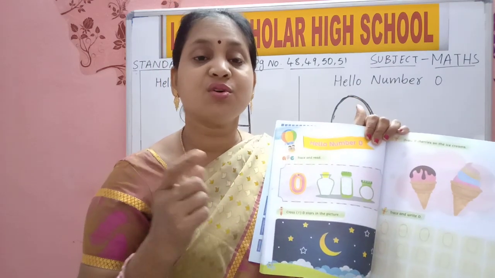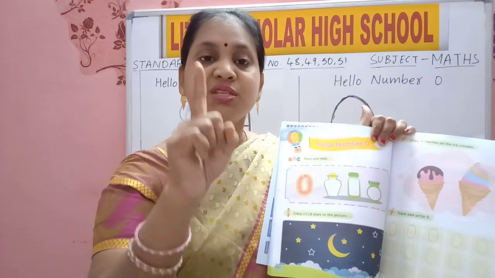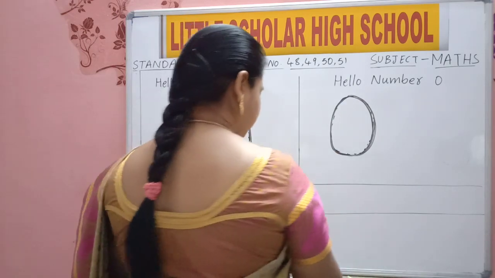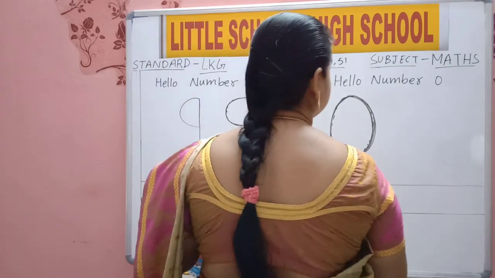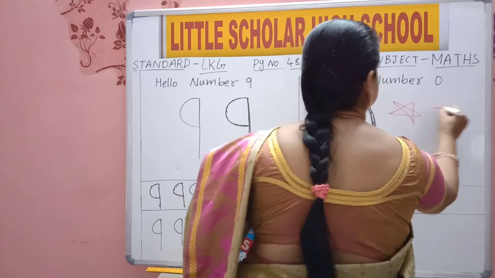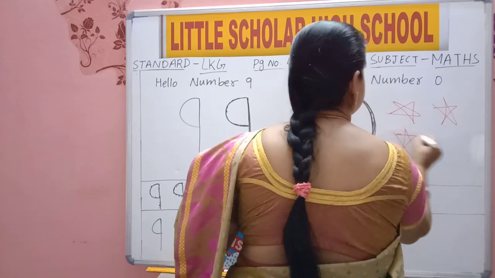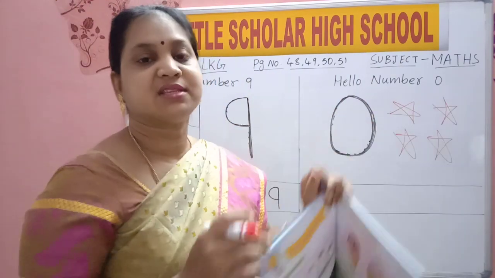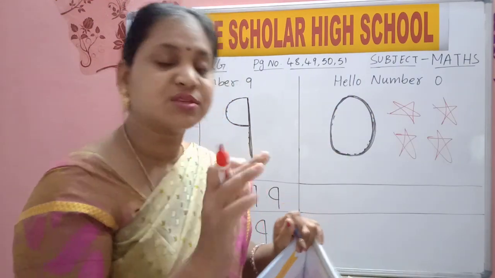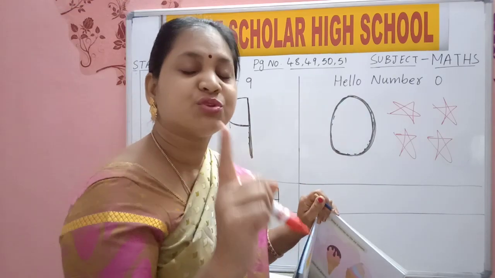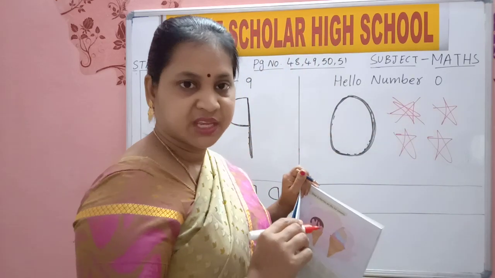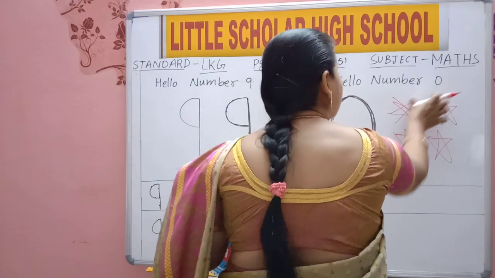So what did they tell us here? Next one, see: cross 0 stars in the picture. Cross 1 means you will cross 1 star. Suppose here, what are these? Stars are there here. Stars are given and they ask you to cross 0 stars in the picture. If they tell you to cross 1 star, you will cross 1 star. Yes, but what they told is cross 0.